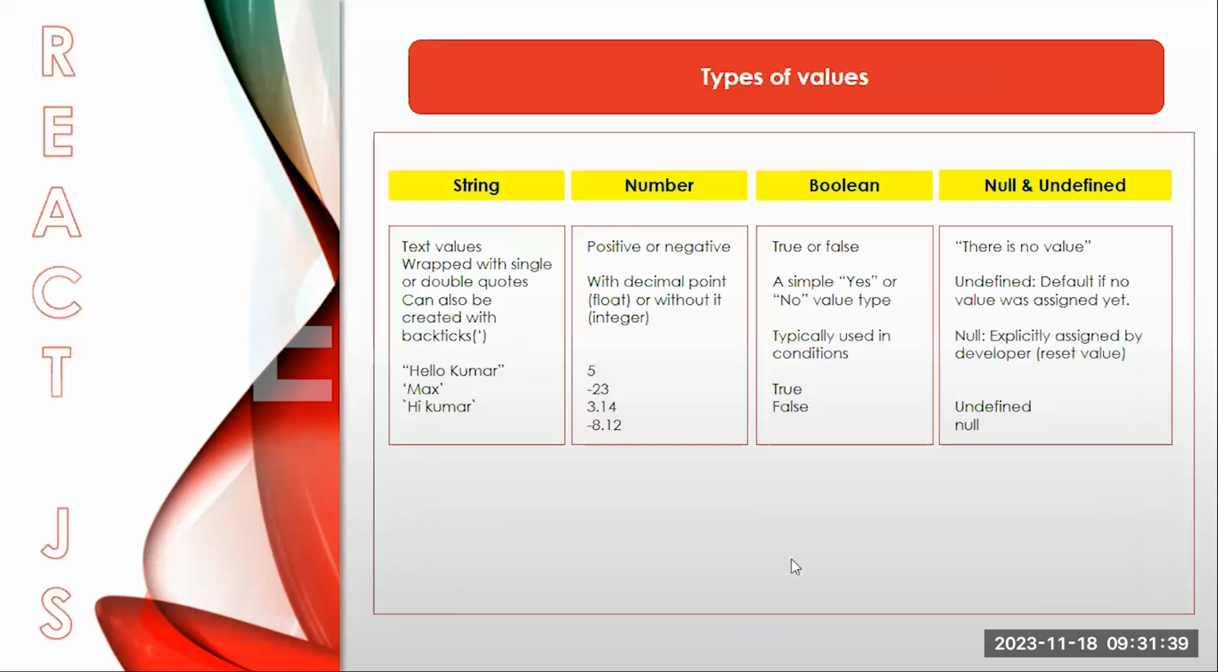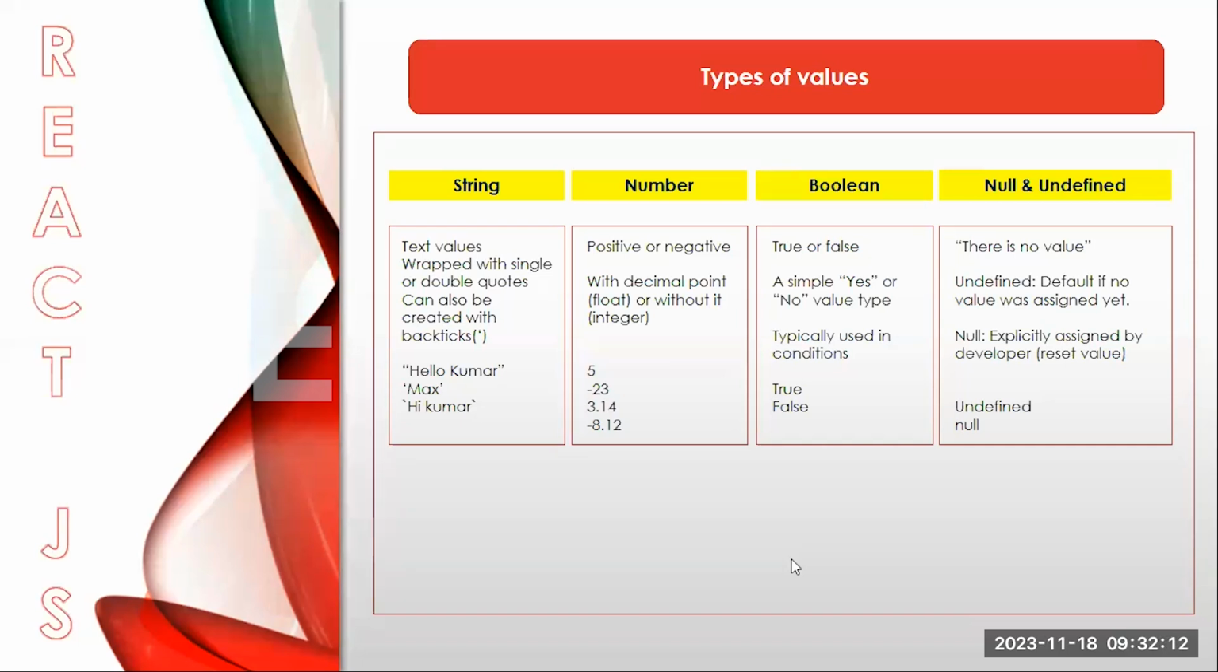Value types. So there are the string, number, boolean, null, and undefined. A string is simply text in single quotes or double quotes. A number is any number, negative, positive, or float. Booleans are true or false, only yes or no.